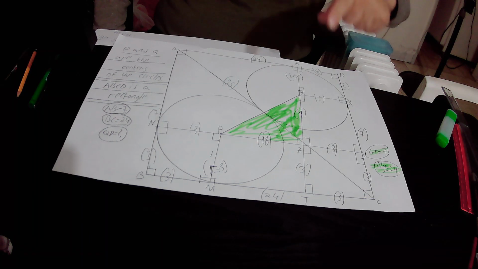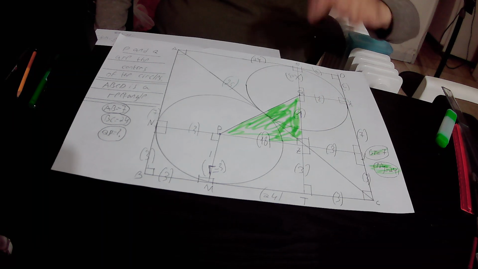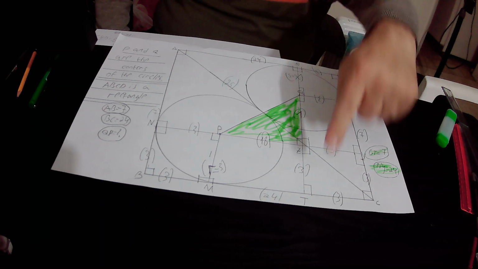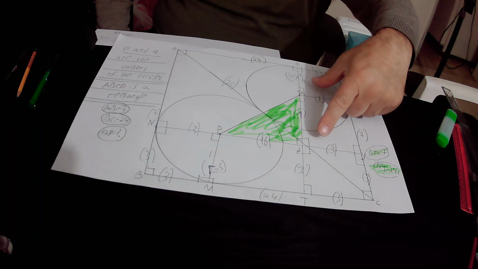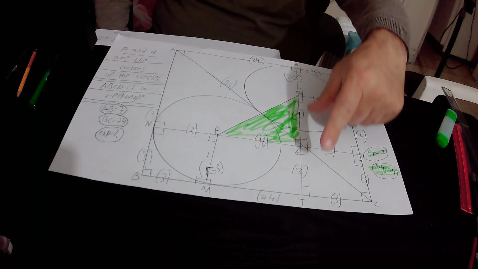So what is the length of this line segment QZ? QZ equals GT minus GQ minus ZT.